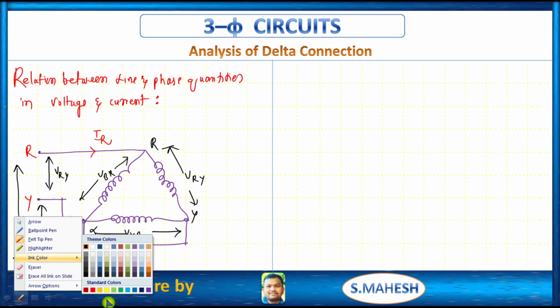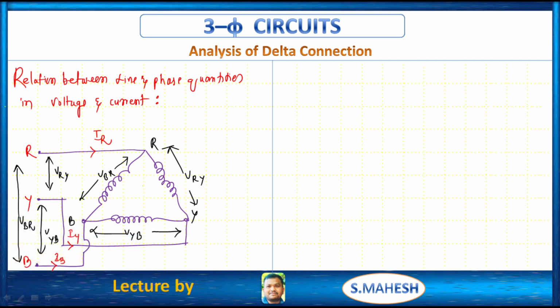Then what about currents? The current through this phase is nothing but I_RY. The current through this phase is nothing but I_YB. The current through this phase is nothing but I_BR. That's it. So we have represented line currents, phase currents, as well as line voltages and phase voltages. Okay. Next, is there any? Yeah, all are represented.